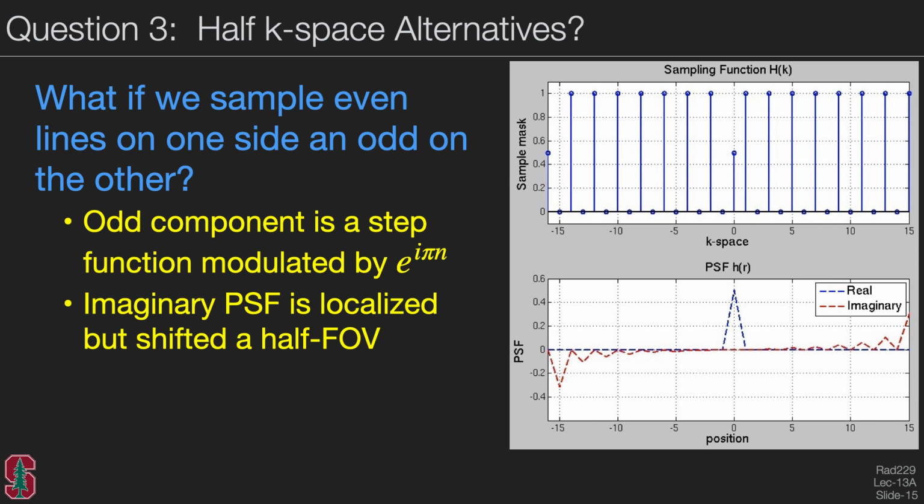What happens now is the real part of the point spread function is still a localized delta function, but the imaginary part is localized, but actually shifted by half a field of view away. In this case, it is actually very challenging to demodulate the phase, because if the phase varies between the central real part and the half field of view away imaginary part, then you won't successfully demodulate and suppress the imaginary component with a Homodyne reconstruction.